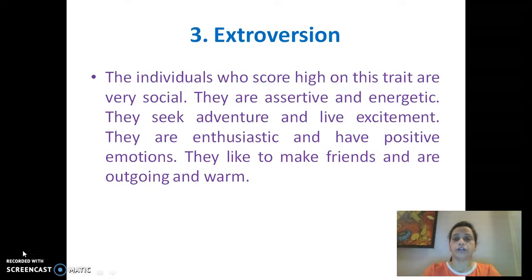The third trait in the Big Five model is extroversion. All of us have heard the words introvert and extrovert. Extrovert people who score high on this trait are obviously very outgoing and warm. They love to make new friends. They are very, very social.